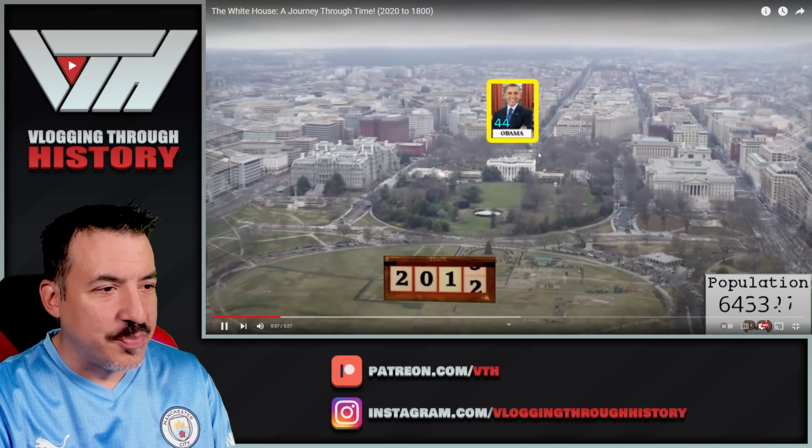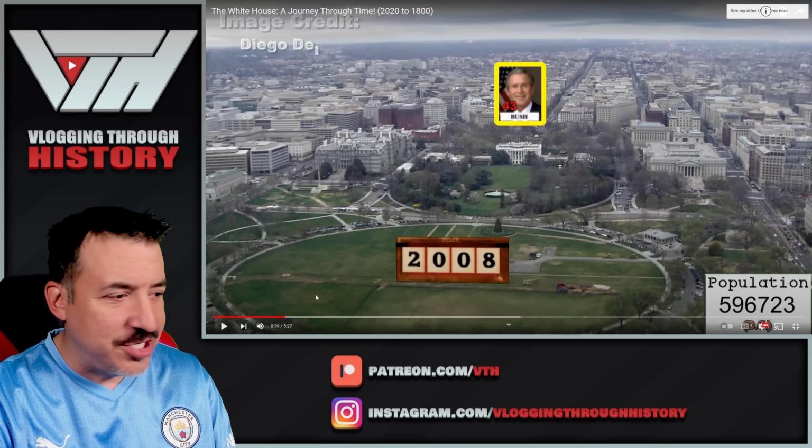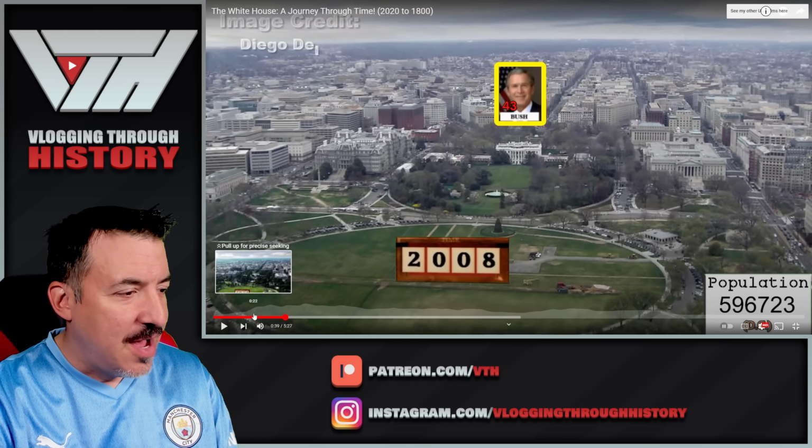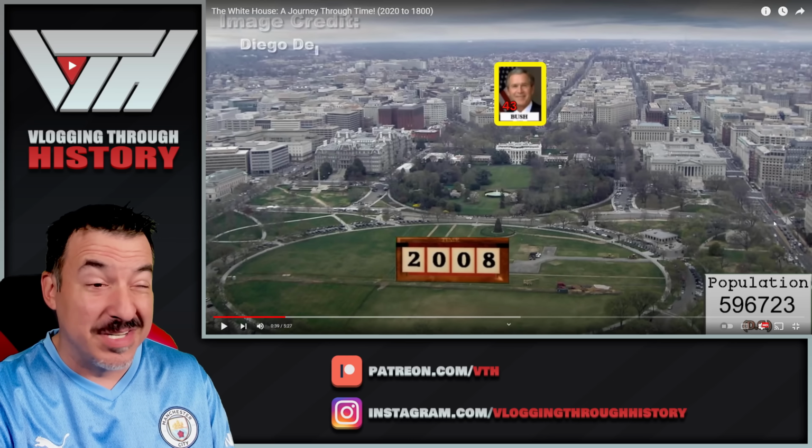So we're seeing who was president during these different times with these images. And look how much the population of DC has changed. Just in the last 15, 20 years, it's gone from 600,000 to over 700,000.